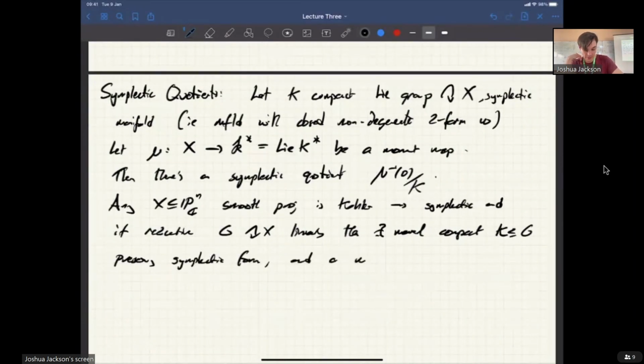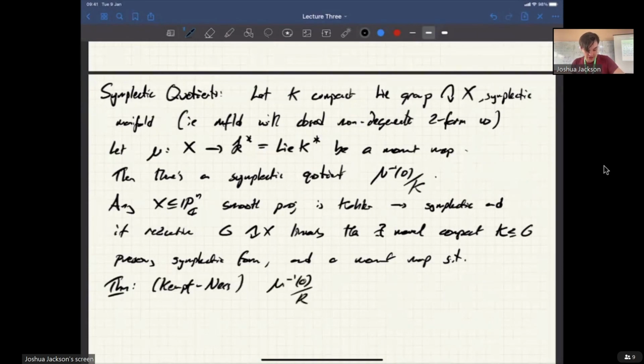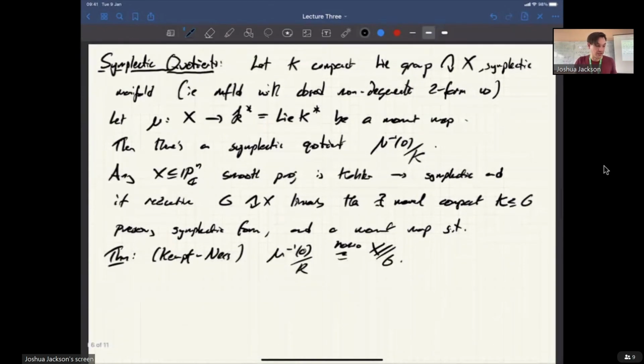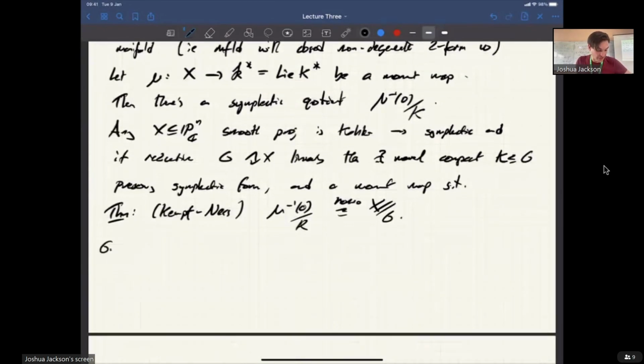And a moment map such that, and this is the punchline, this is called the Kempf-Ness theorem. And it says that a symplectic quotient is homeomorphic to the reductive GIT quotient that we've seen. So it says that the symplectic quotients are, at least up to homeomorphism, the same as the GIT quotient by the complexification. And there's a kind of enhancement of this involving unstable strata.